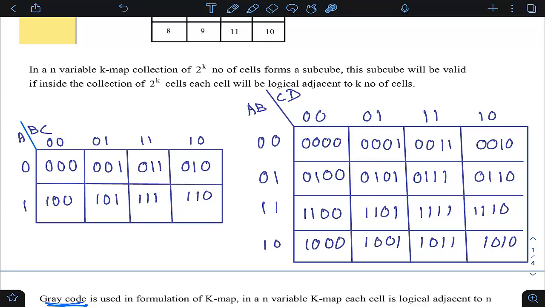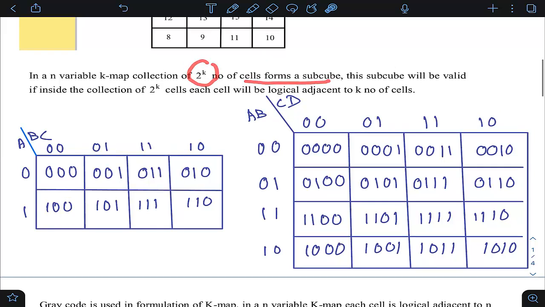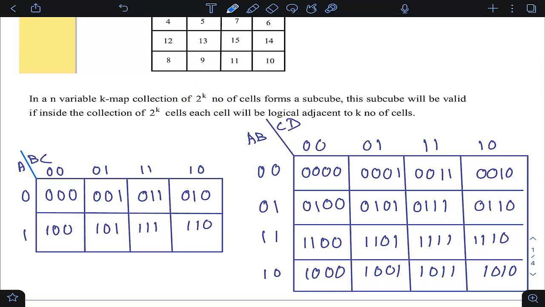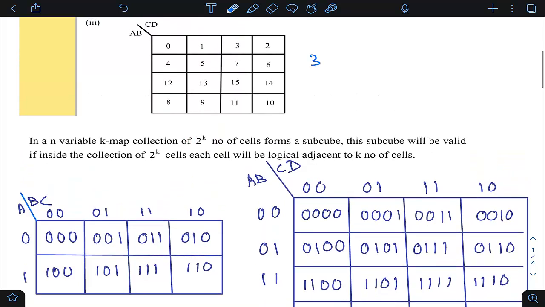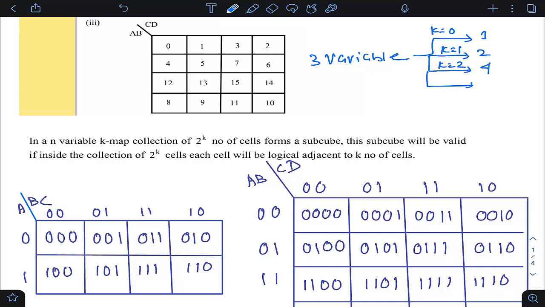So what happens is, in an n variable K map, a collection of 2 raised to power k number of cells forms a subcube. So in a three variable case, a collection of 2 power k number of cells: if k value is 0, 2 raised to power 0 is 1. If k value is 1, 2 raised to power 1 is 2. If k value is 2, 2 raised to power 2 is 4. If k value is 3, 2 raised to power 3 is 8.